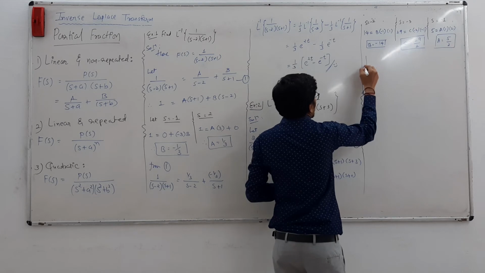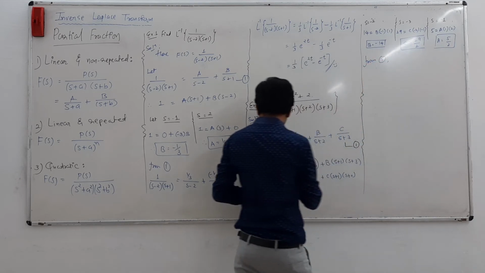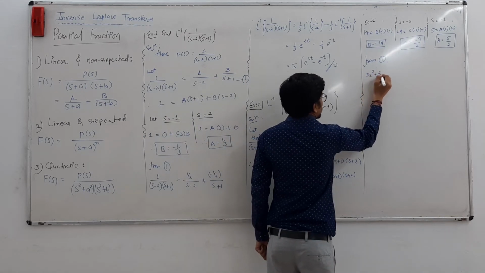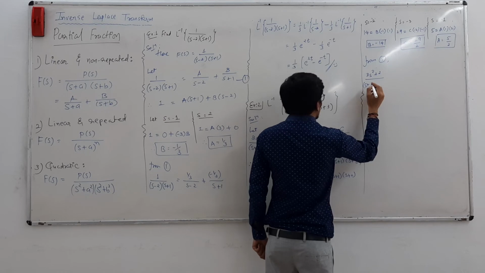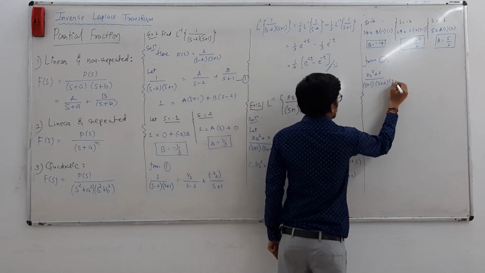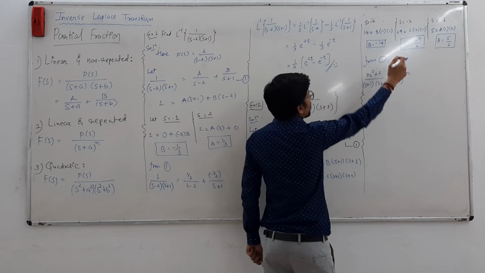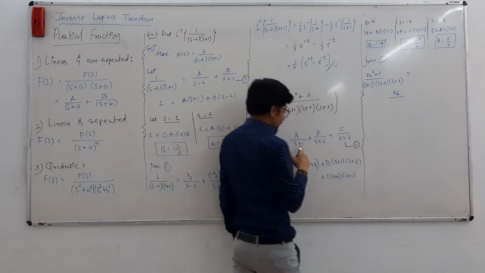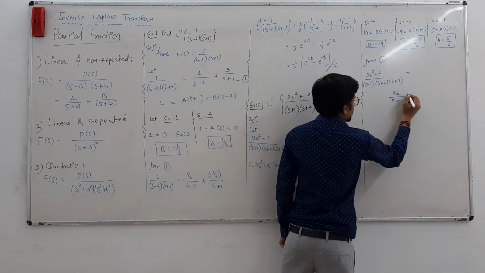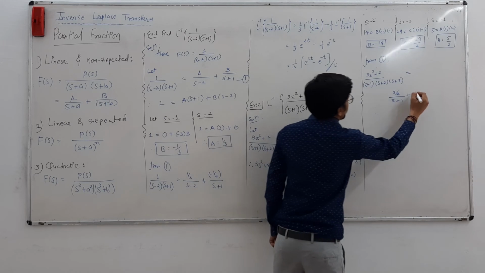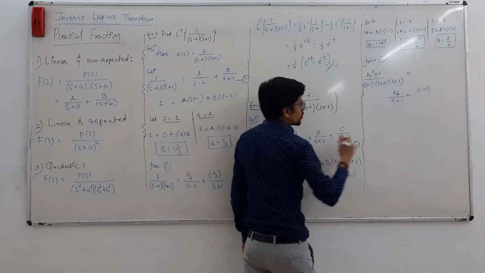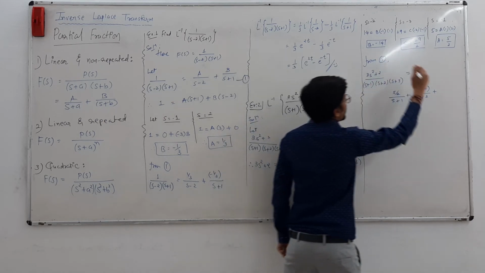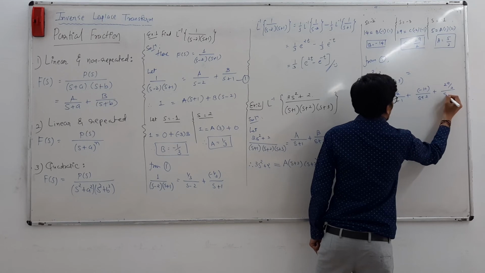So let us substitute this in equation number 1. So I will write from 1, this term, that is (3s square plus 2) upon (s plus 1)(s plus 2)(s plus 3), equal to a upon s plus 1, that is 5 by 2 upon s plus 1, plus b, that is minus 14 upon s plus 2, plus c, that is 29 by 2 upon s plus 3.